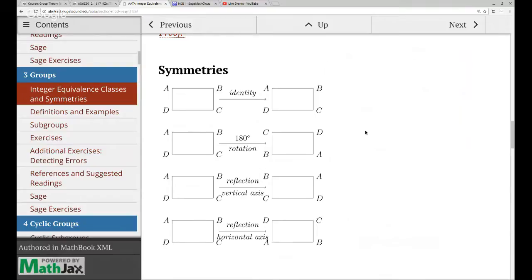You can reflect it in a vertical axis. So the rectangle has this vertical axis of symmetry. Then you can flip it about that central vertical line. It's still the same rectangle. You can also flip it about its horizontal axis of symmetry. It's still the same rectangle.